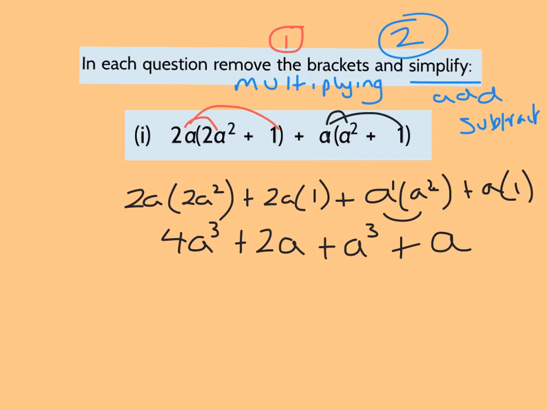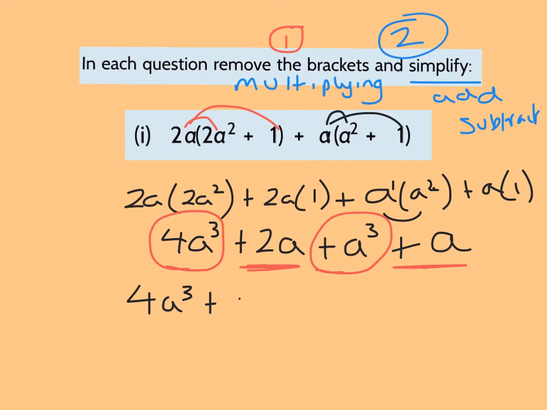Okay, let us then check. So now we need to do the second thing, which is simplify. Is there anything there that could be added together? Well, I can see a 4a cubed and a plus a cubed and a 2a and a plus a. So let's go ahead and put those beside each other. So we have 4a cubed plus a cubed plus 2a plus a.